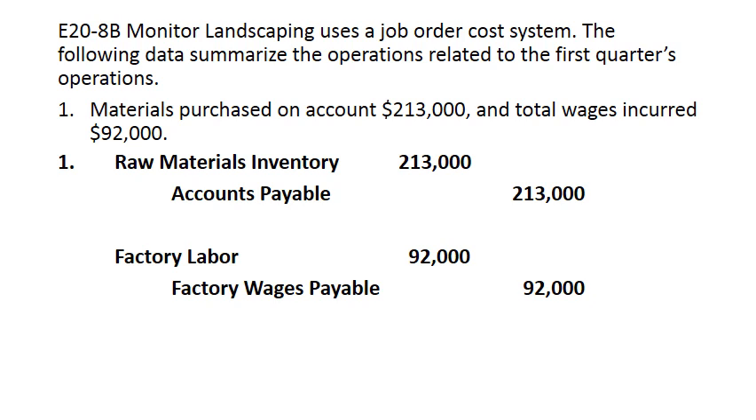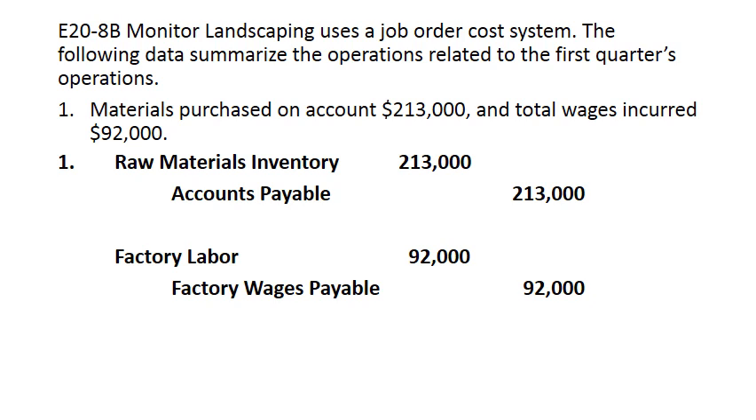This recording goes through an example where we record journal entries using a job order cost system. Okay, this is the B version of exercise 20-8. So Monitor Landscaping has a job order cost system.